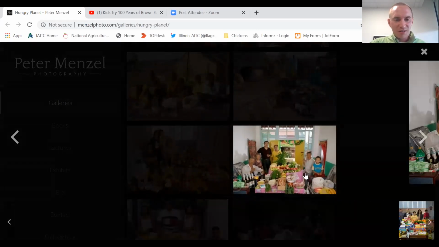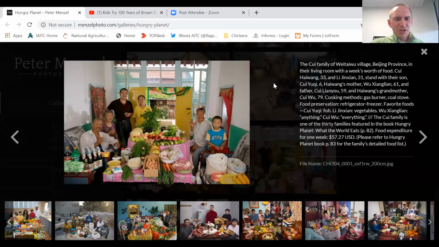So I'm going to click on this picture here. This is a family in rural China. I was going to do more of an interactive thing with this, but in the interest of time, I'm just going to walk through it with you. If we look at this family in rural China, the first thing I notice is it looks like it's mostly fresh fruits and vegetables, right?